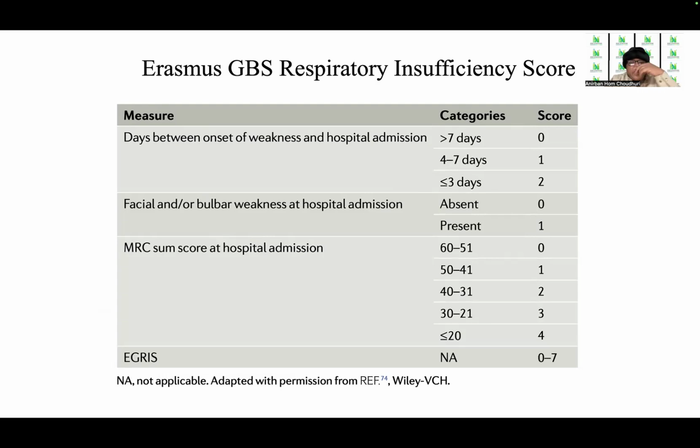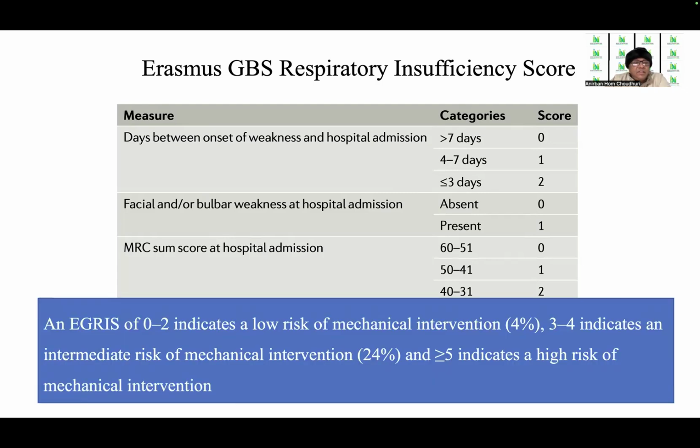And MRC sum score at hospital admission can be, if it is less than 20, the score is 4. Between 51 to 60, the score is 0. And in between, we have 1, 2, 3, 4 at intervals of 10. That is 41 to 50, 31 to 40, and 21 to 30. So this gives a total score of 0 to 7, and an EGRIS of 0 to 2 indicates a low risk of mechanical intervention, that is almost 4%. 3 to 4 indicates an intermediate risk of mechanical intervention to the tune of 24%. And if it is more than 5, then it indicates a high risk of mechanical intervention.